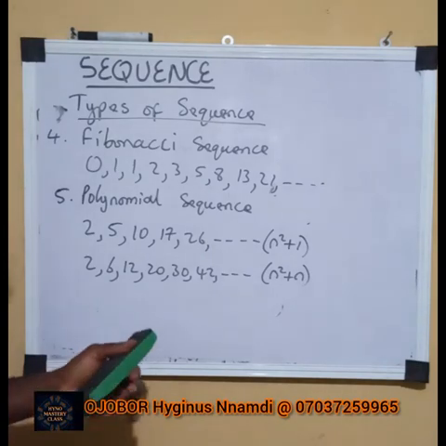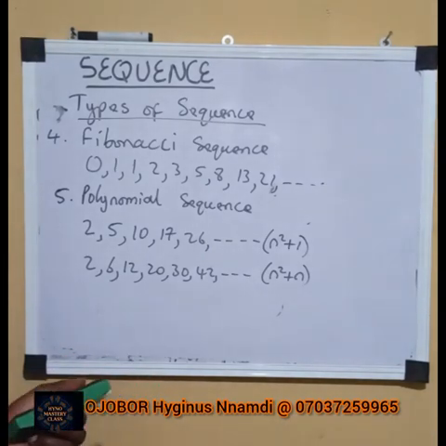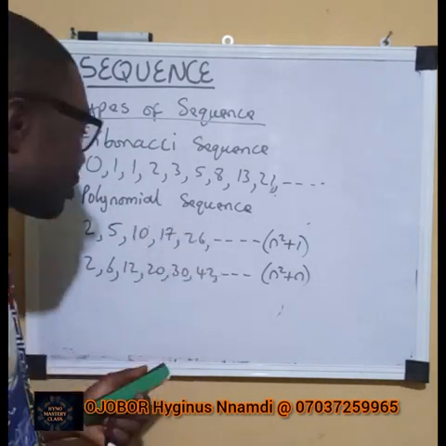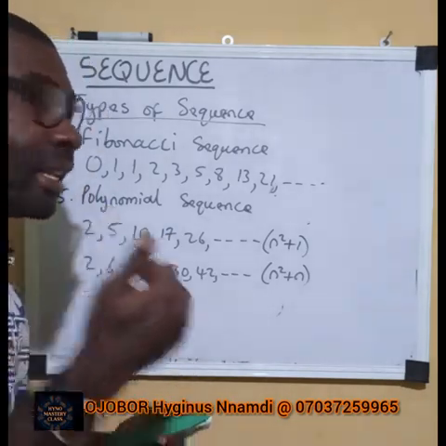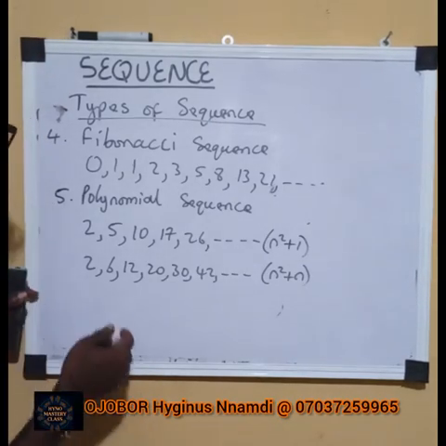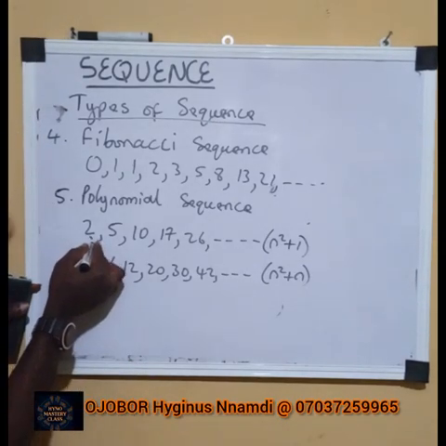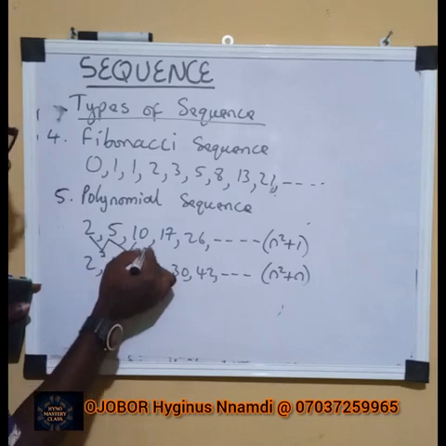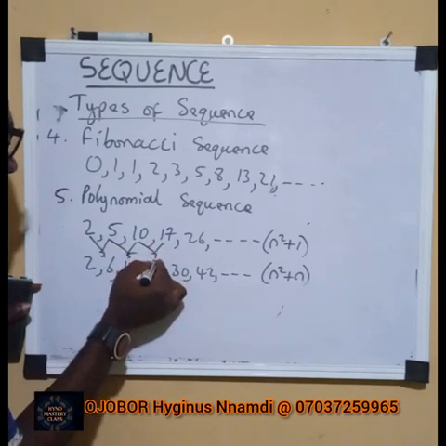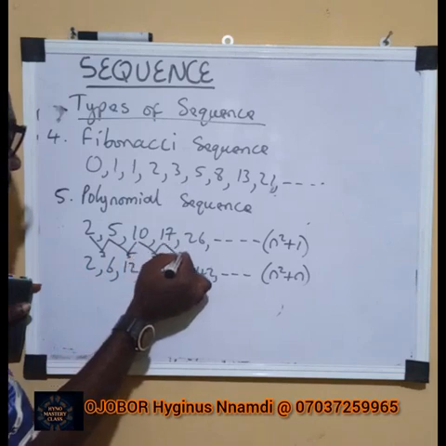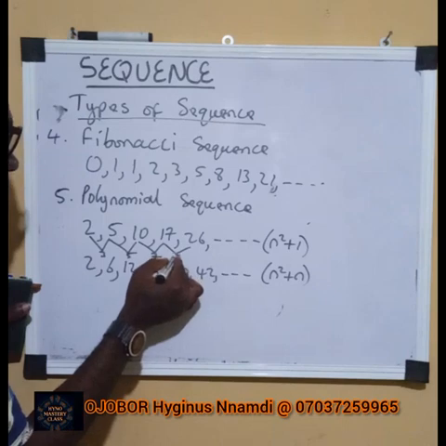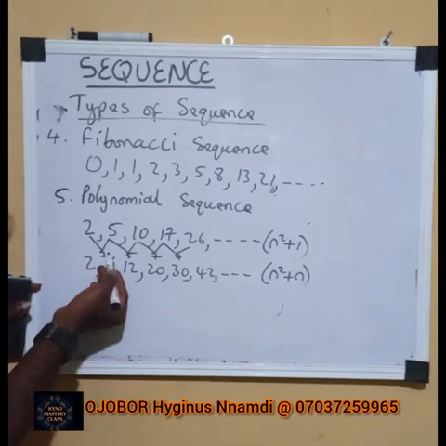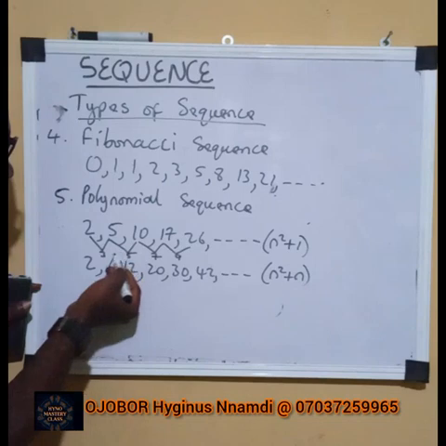There is also a way to identify a polynomial sequence. In a polynomial sequence, the number that is always added to a particular number to get the next number forms a linear sequence or arithmetic progression. What do I mean? You can see that what I added to 2 to get 5 is 3. What I added to 5 to get 10 is 5. What I added to 10 to get 17 is 7. What I added to 17 to get 26 is 9. You see that these numbers that I'm adding, 3, 5, 7, 9, form a linear sequence because a particular number is added to each one of them to get the other.